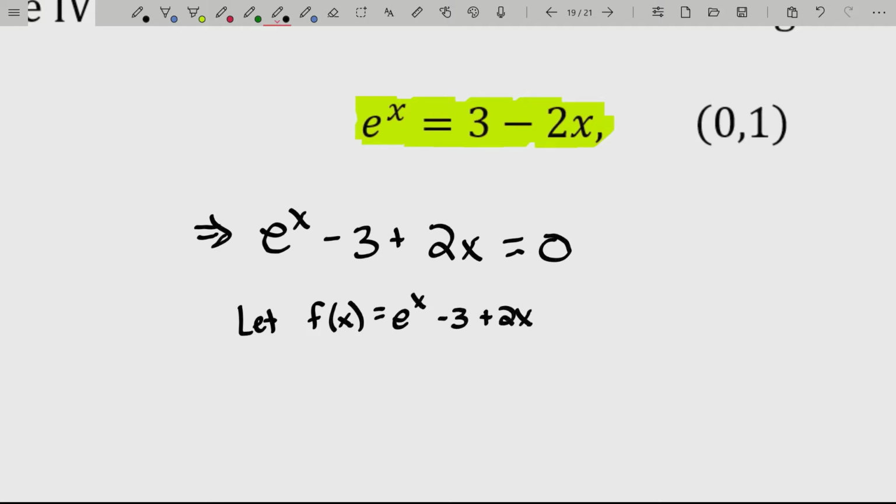And my question is, does this function hit the x-axis? I don't care where, I just care, does it? Does it hit the x-axis? In this case, they actually gave us a wonderful hint. They're saying that the function would hit the x-axis somewhere between 0 and 1.